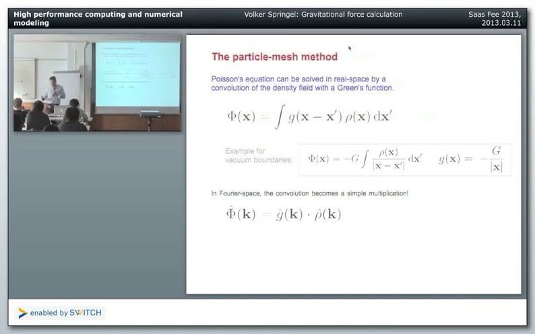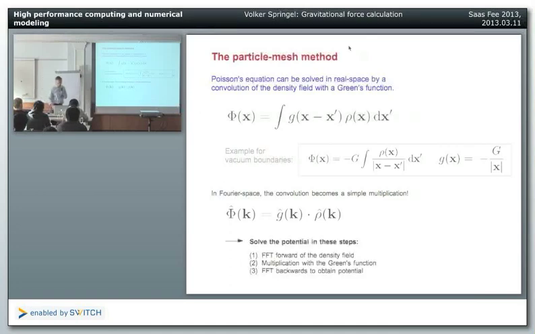And the cool thing here is really that this is a pure multiplication of these two functions, which is much easier to calculate, obviously, than doing such a convolution in real space. So somehow we would like to exploit this convolution theorem. The way to do this would then be the following. You have the following idea. Let's solve for the potential in these steps.